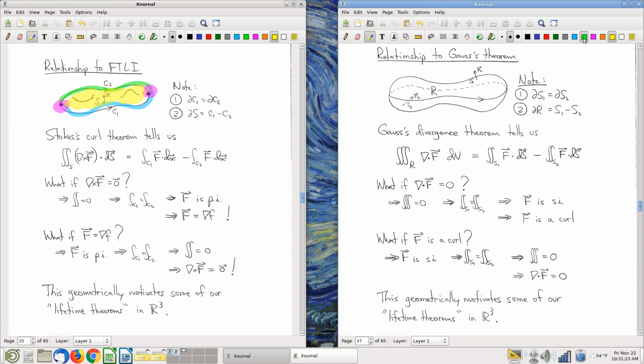Likewise, two surfaces with the same boundary curve should, between the two of them, be the boundary of a solid.